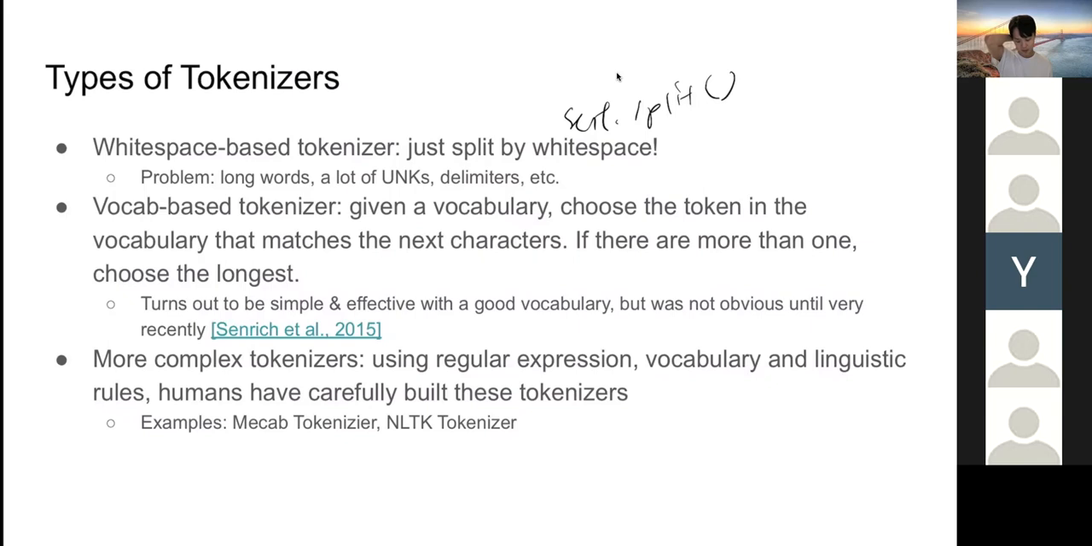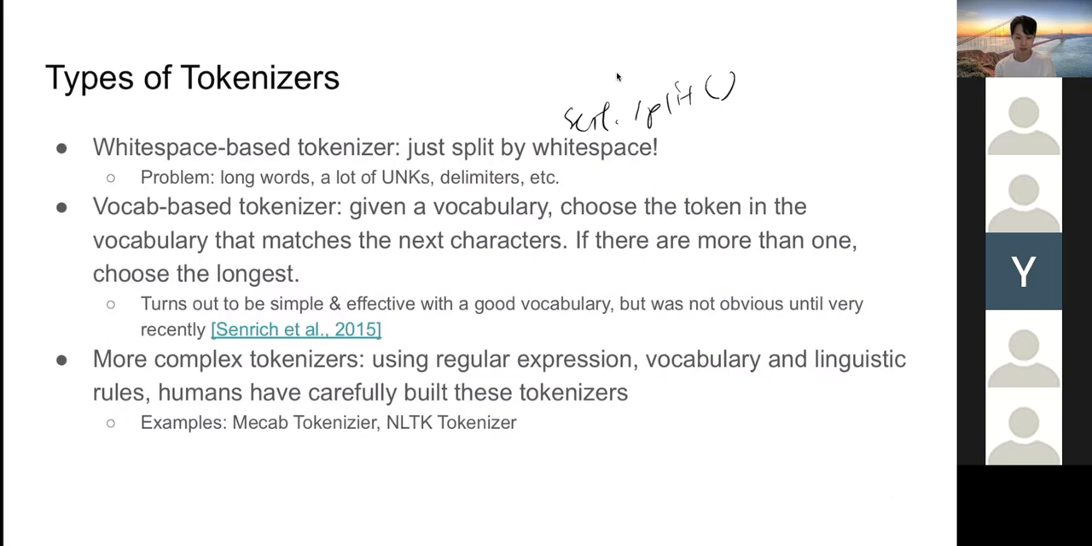Another method is a vocab-based tokenizer, where you're given a vocab and then choose a token in the vocab that matches the next character. If there is more than one, then choose the longest. I think that's very similar to what Yunyoung said. And basically, if it's unk, then let's just fall back to a shorter one, and it can be as short as a character, right?